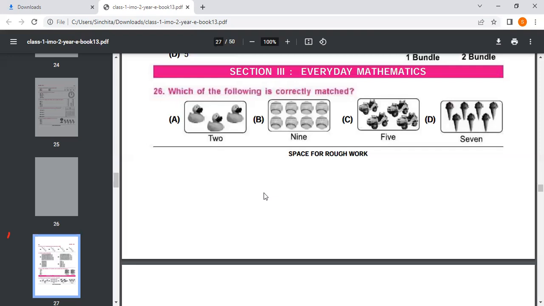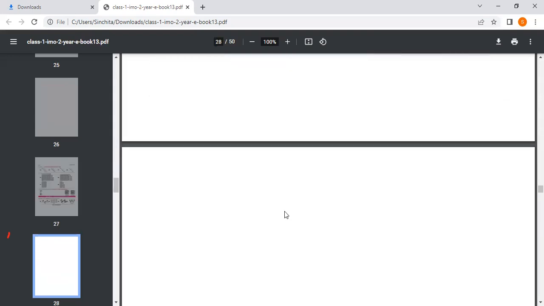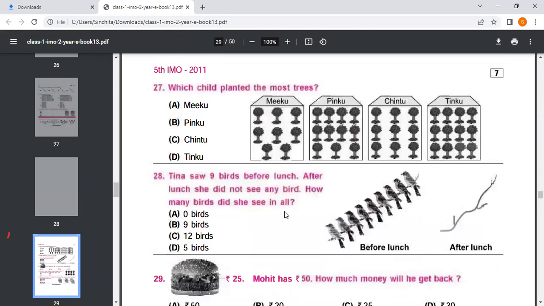In number D, the picture number name is written 7. In the picture, the ice cream also 7. The answer is D. Excellent. Very good, Animesh. Okay, now tell me number 27, Beta. Which child planted the most trees?